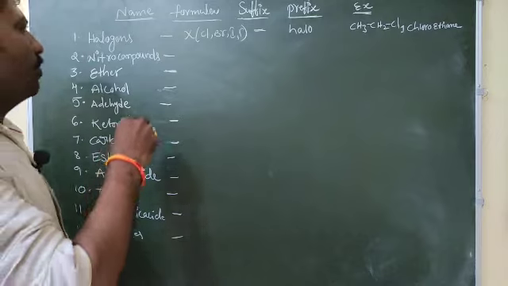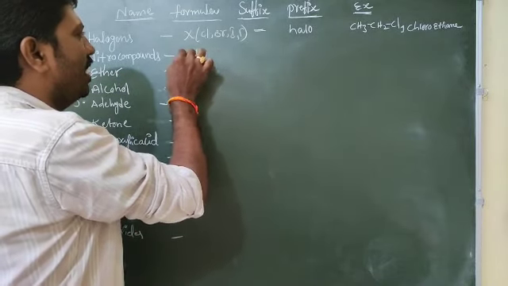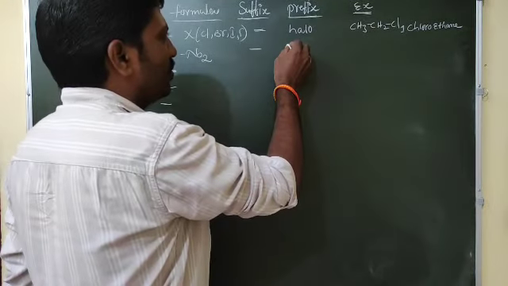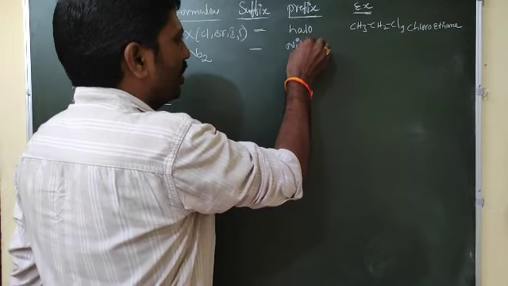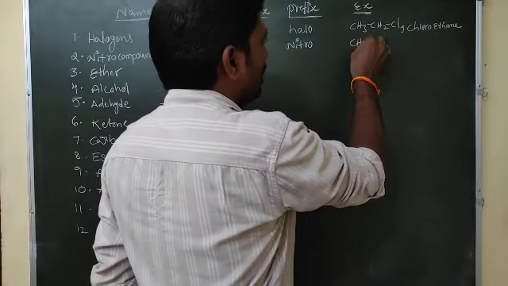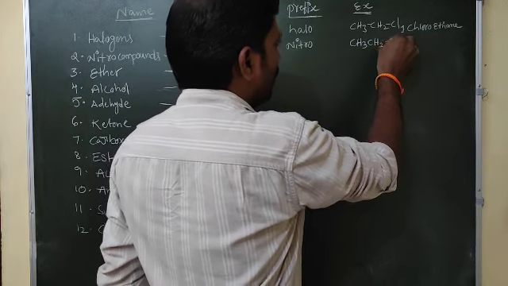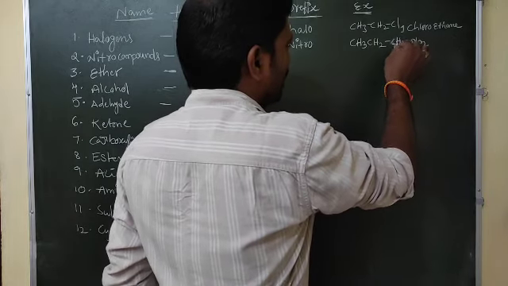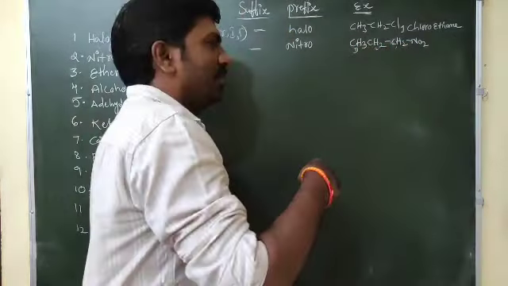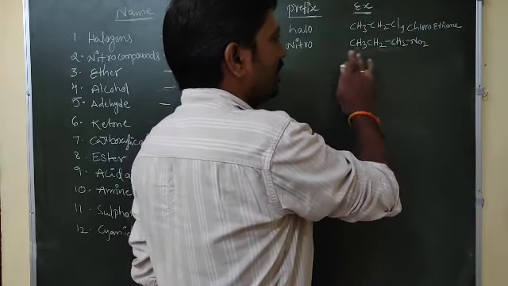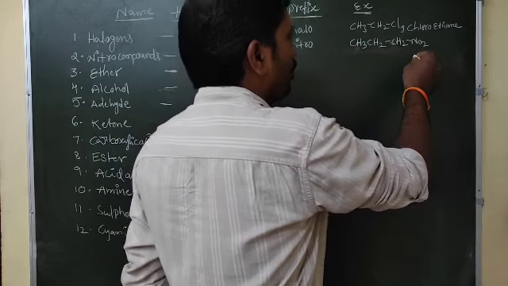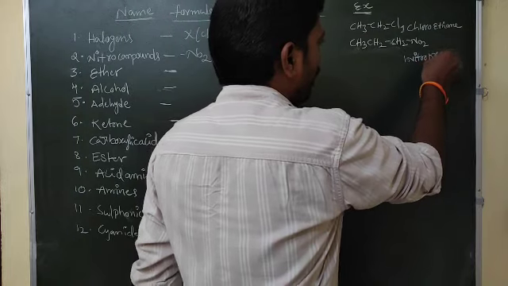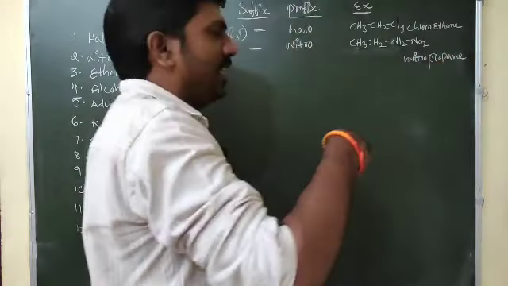Next, nitro compounds. Nitro compounds formula is NO2. For this also there is no suffix. Prefix only is there, that is nitro. Example, CH3 CH2 CH2 NO2, this is 1, 2, 3. 3 carbons means we will take meth, eth, prop. So 1-nitropropane, like the name will come.